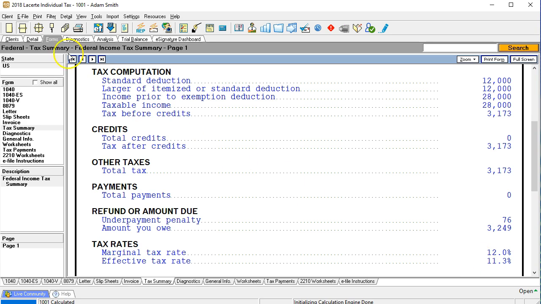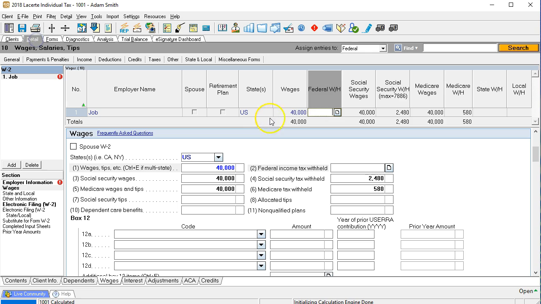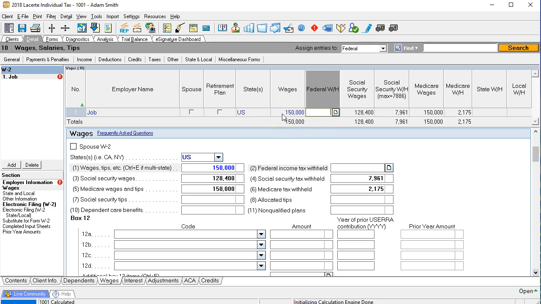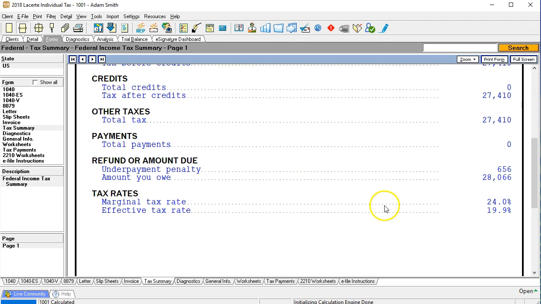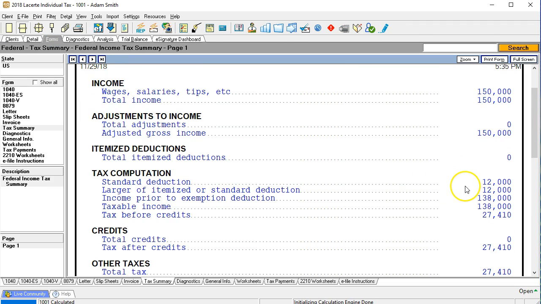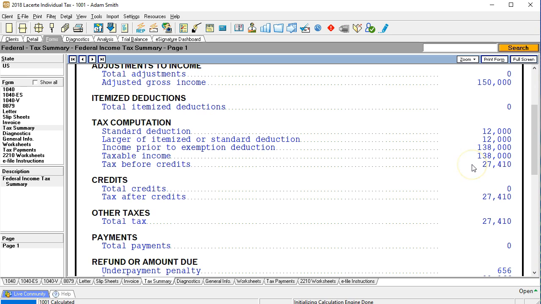At the 40,000, let's say we're currently in the data input screen. This will change depending on the type of software, but the data that will actually be input will be similar. So here's the 150 in wages. We'll say, okay, let's change that to 150. Go back to our forms and see what happens here. So now we're at 150, same standard deduction, 138,000 in terms of taxable income.